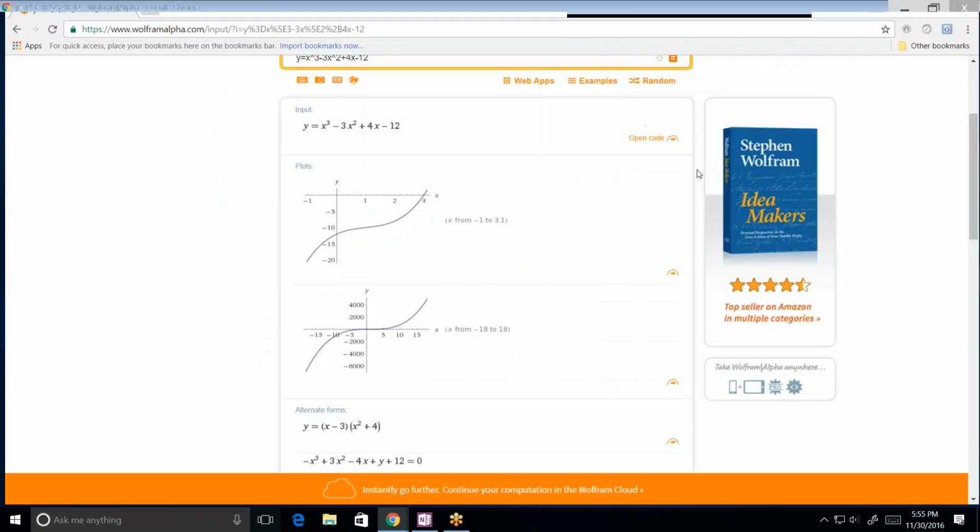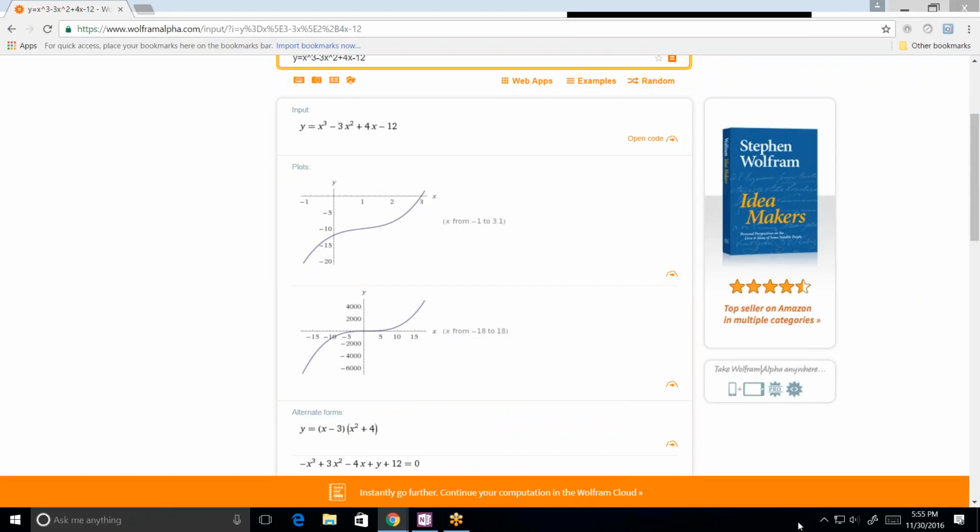End behavior is what happens when x goes to infinity or negative infinity. In other words, there's right-hand end behavior and there's left-hand end behavior. If you look at this function, what happens to y as x goes to positive infinity? Okay, so the y goes to infinity too. What happens to y as x goes to negative infinity? It goes to negative infinity too. So the left-hand end behavior is negative infinity. The right-hand end behavior is positive infinity.